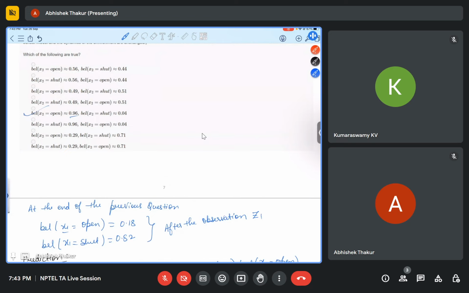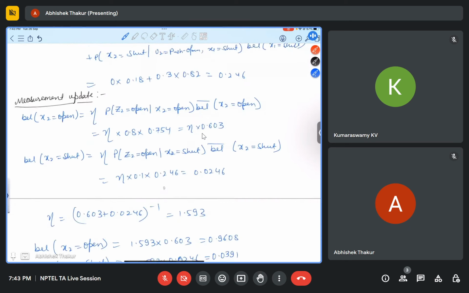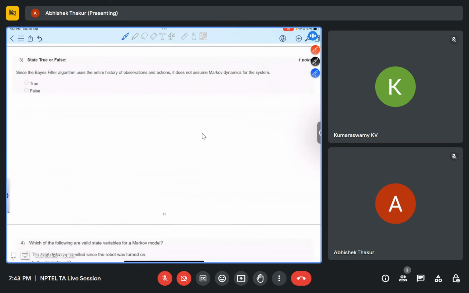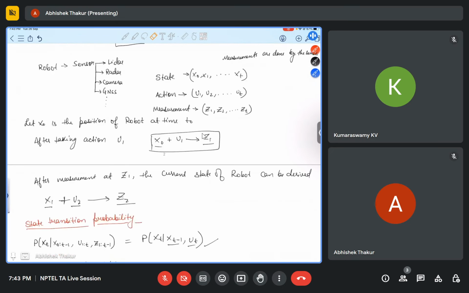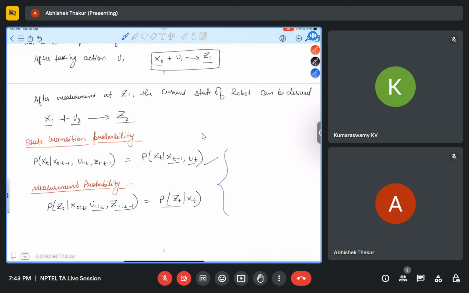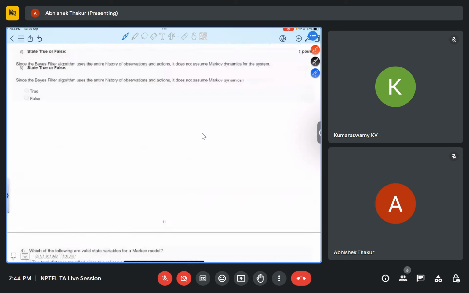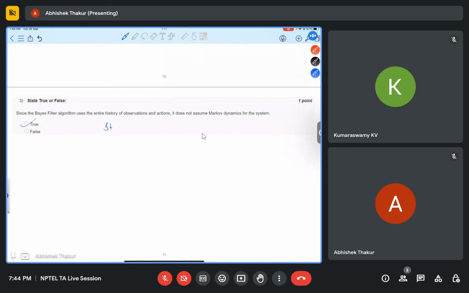Okay, so this was the main concept which was taught in the class. I think this question solves all the doubt. So now we solve a few theoretical questions and close the session here. Since the Bayes filter algorithm uses the entire history of observations and actions, it does not assume Markov dynamics. Actually, it assumes Markov dynamics. Here you can see these two equations came after assuming the Markov dynamics. So what will be the correct option for that question, third? So that is false because it assumed the Markov dynamics.